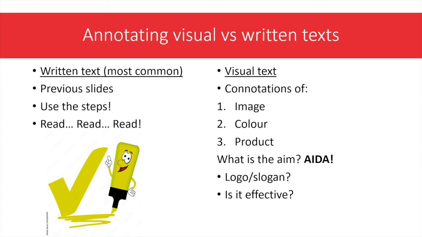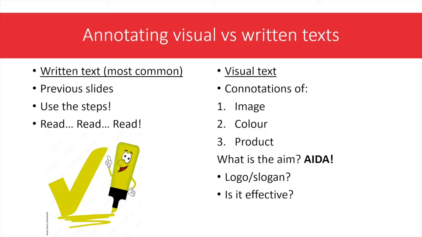And then the product. What ideas and thoughts do we have around certain products? For example, seeing a McDonald's advert could be unhealthy or seen as junk food. Then, what is the aim? What is the goal of the visual text? Use ADA. It stands for attention, interest, desire, and action. But I'll get into this in the next slide.